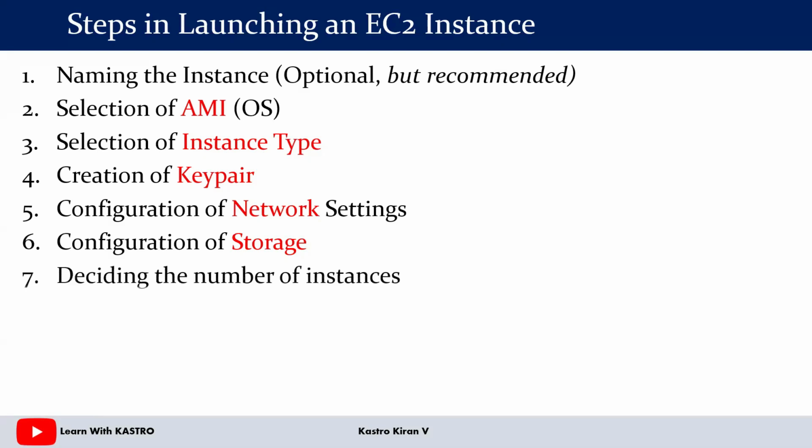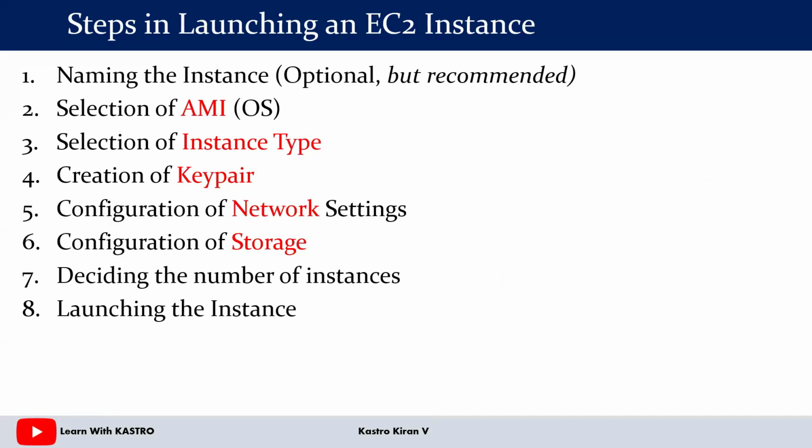Once we configure the storage capacity, then we need to decide how many instances we want based upon the configurations we have selected in the first 6 steps. Based on that, we give the number of instances that we want to launch in order to work with the instances. And finally, once the instance is launched, we are going to connect to the instance. So these are the different steps that are available in order to launch an EC2 instance.